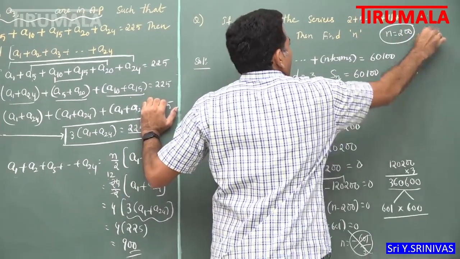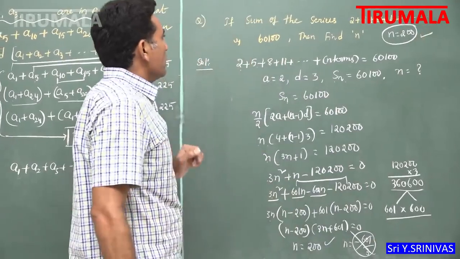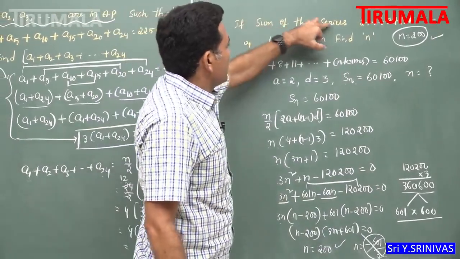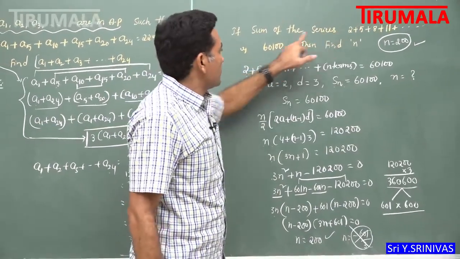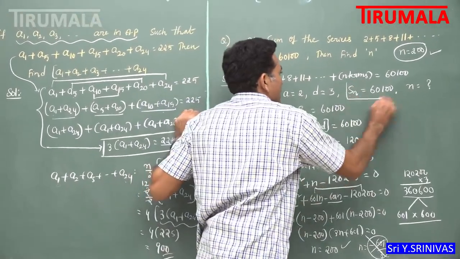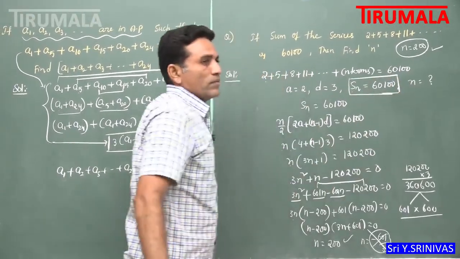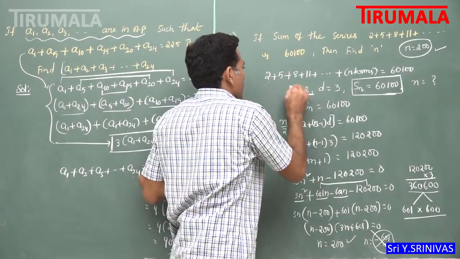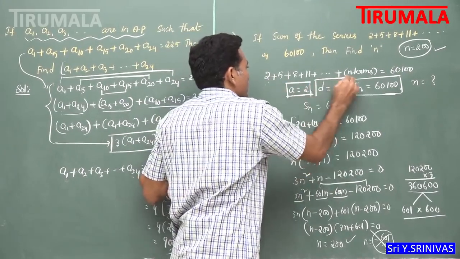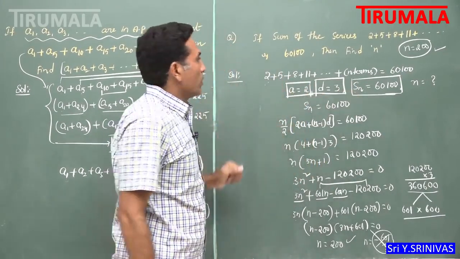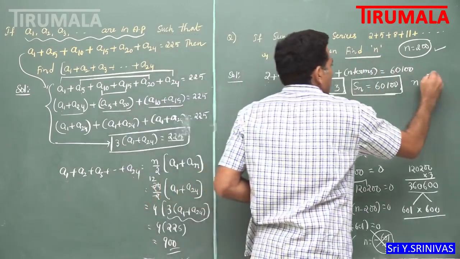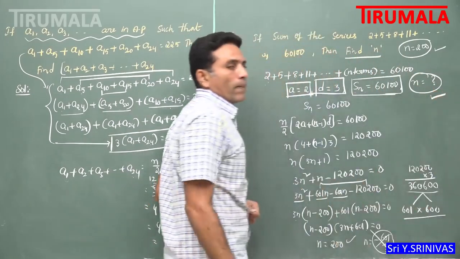200 is the answer. Once again, I repeat, students, the sum of the series is given, that is Sn is given. From the series, the first term is given and the common difference is given. What is required here? Find n. We find the value of n.